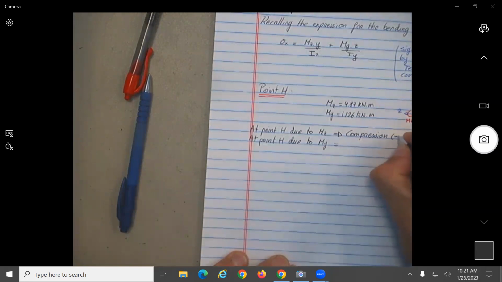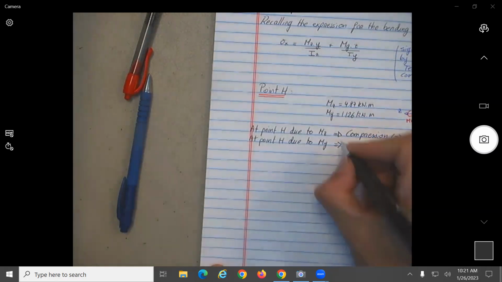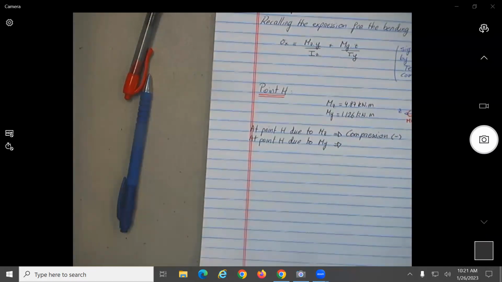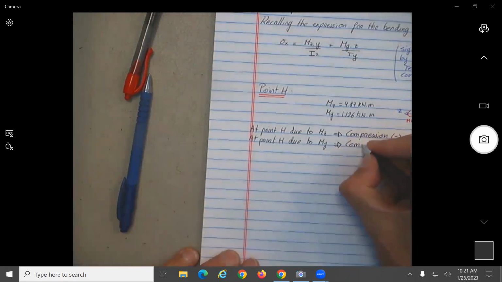Compression, or if you want, it should be negative, whatever you want. That's why the values are not that important here. What about MY? How will this be bending? It will be the same way, no? So what should H be, tension or compression? Don't look at me, you should be the one looking. It should also be compression, but can you see that?